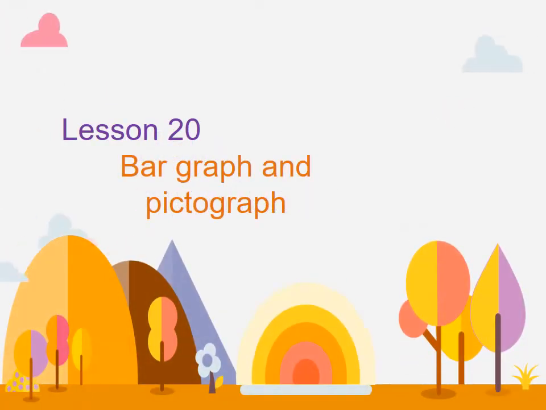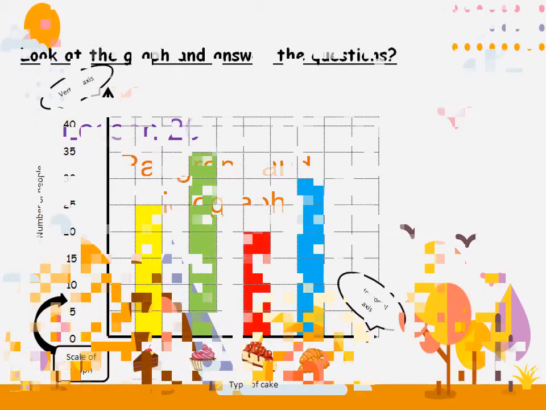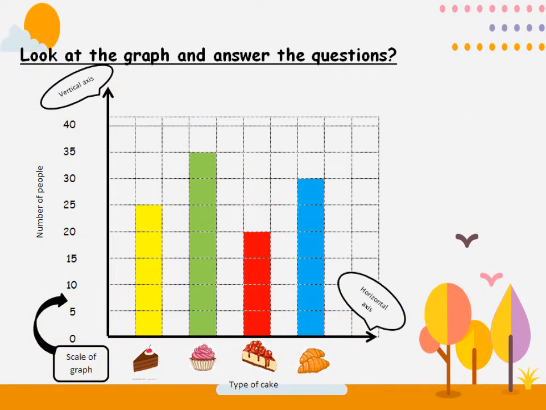Lesson 20, Paragraph and Pictograph. Look at your booklet, and look here. Here is a vertical axis. The line that goes up is called the vertical axis, and the line that goes right is called the horizontal axis.